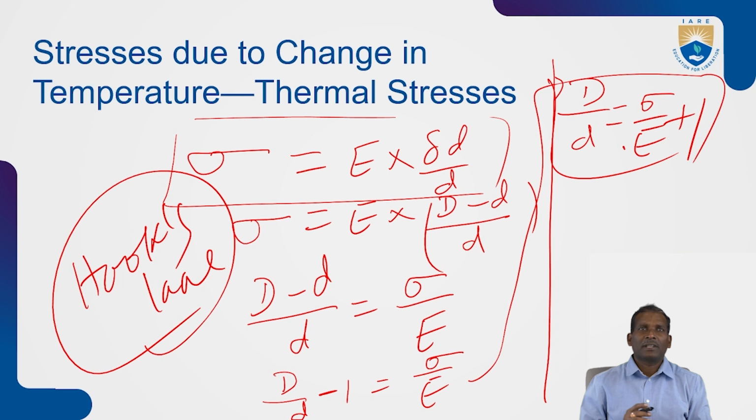It reaches the yield stress, upper yield stress and lower yield stress, and then reaches the maximum ultimate stress. That is the maximum stress. Beyond this ultimate stress, it fails. That is the fracture point, the breaking point. So we have seen this in a stress strain curve.